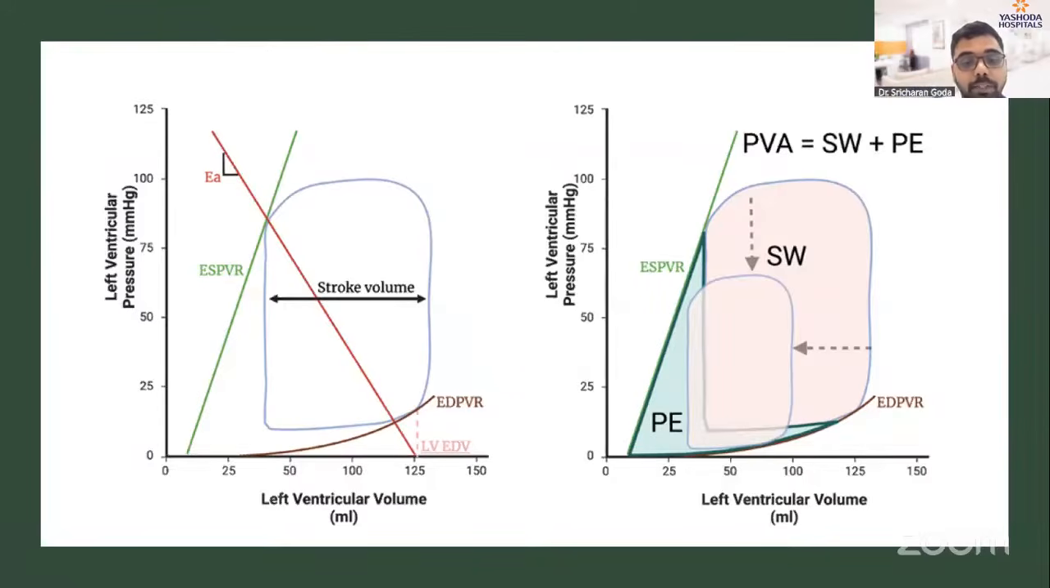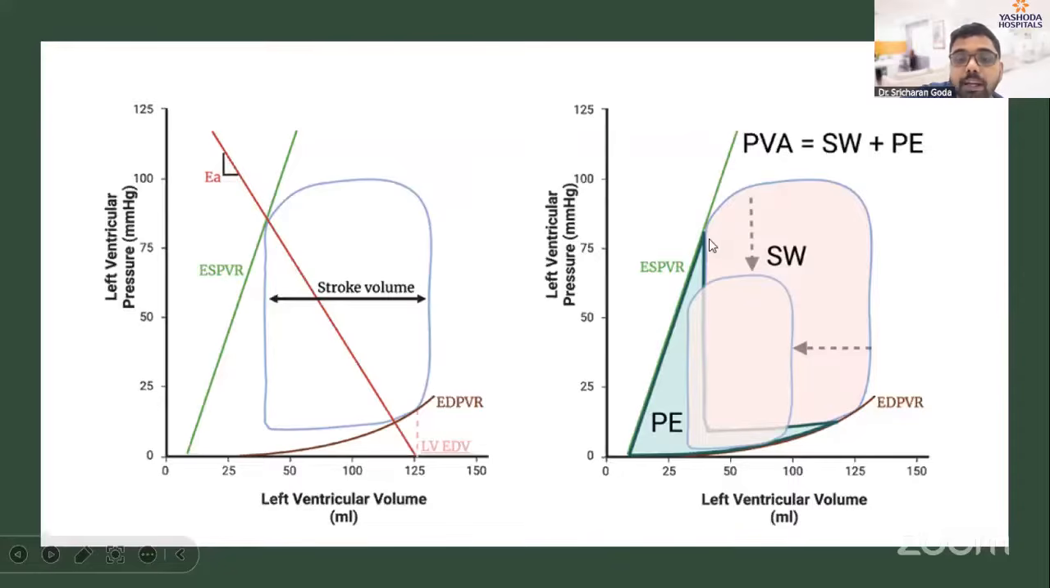A linear line passing from the end diastolic volume and crossing the end systolic pressure volume relationship at the end systolic volume gives us a measure of the afterload of the ventricle. As the stroke volume increases, so does the amount of work. EDV minus ESV gives us the stroke volume, and the total area of this curve gives the stroke work of this patient.